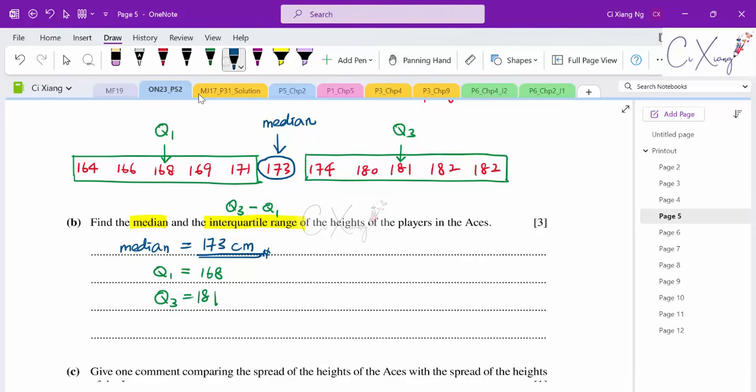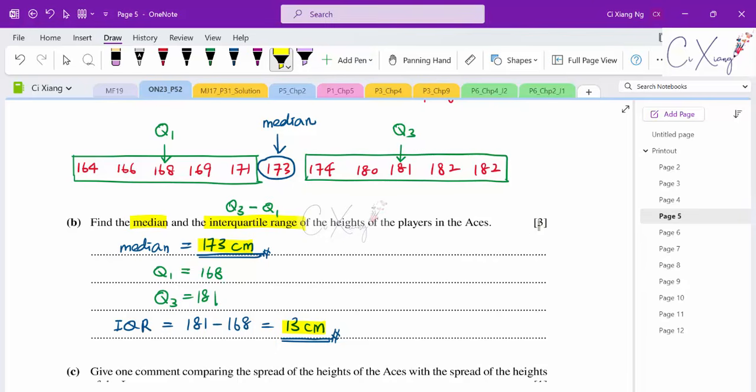From here, you can continue to calculate the interquartile range, which is Q3 minus Q1, and you'll get 13. Don't forget about the unit, right? So you have 13 cm for the interquartile range, and the median is 173 cm. Of course, you can read all these values from the back-to-back stem plots, just make sure that you read and count carefully.